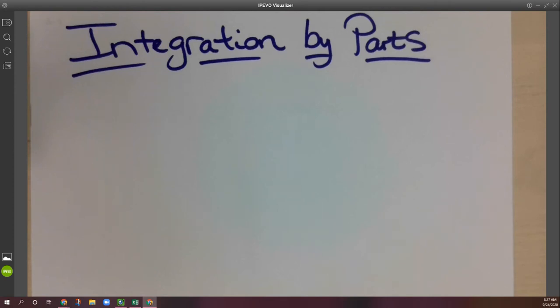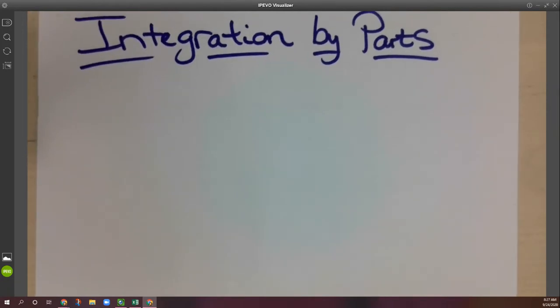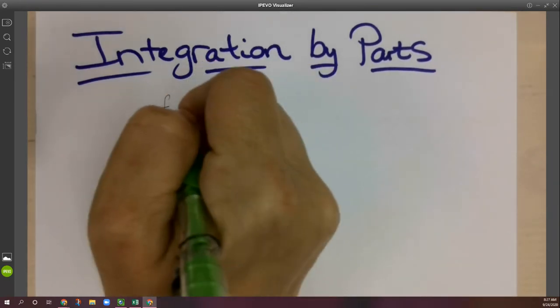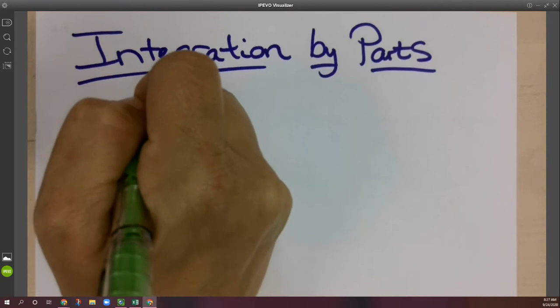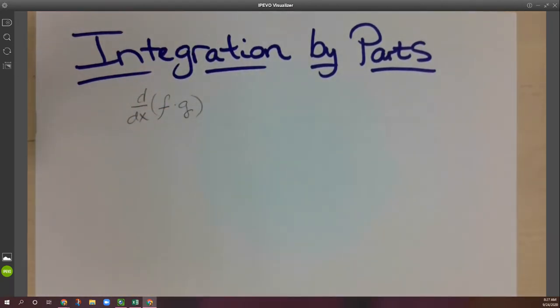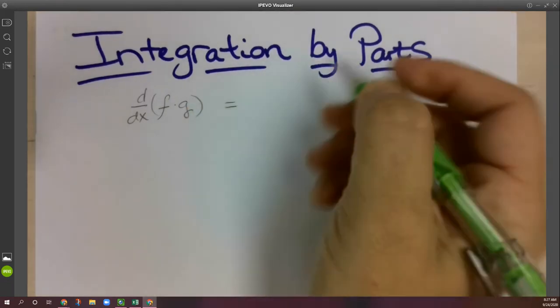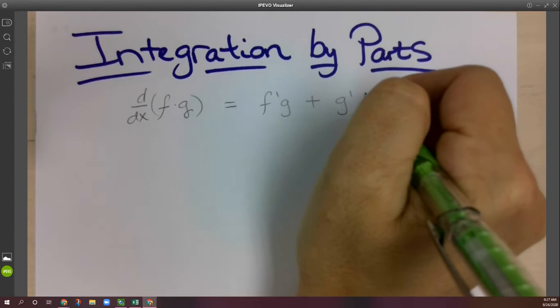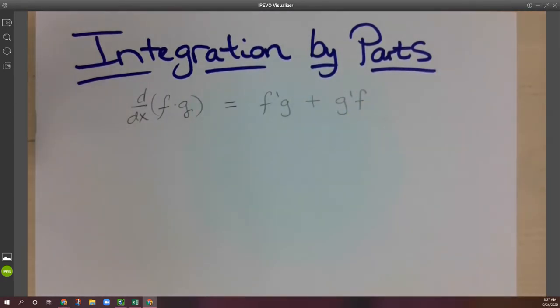So in this video, we're going to look at integration by parts. It's our first BC technique for integration. And this approach to integration, this technique, is based on the product rule from derivatives. And so I want to start by reviewing that. Derivative of f times g is, of course, f prime g plus g prime f.